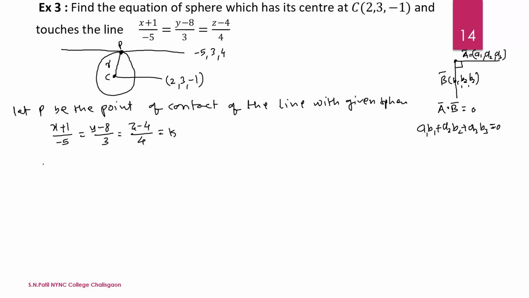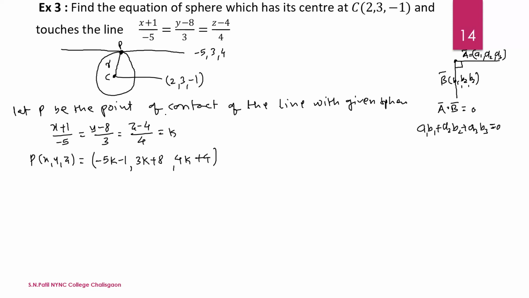So the point of contact P = (x, y, z). Now we consider the first and last terms: -5 is multiplied by k and the plus 1 becomes minus 1, so we get x = -5k - 1. Now consider the second and last: 3 is multiplied and minus 8 becomes plus 8, that is y = 3k + 8. Now consider the last two terms: z = 4k, and this 4 will be added, so z = 4k + 4.